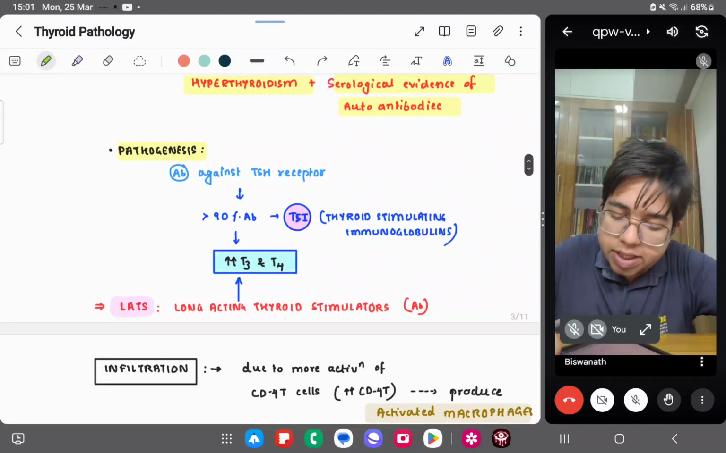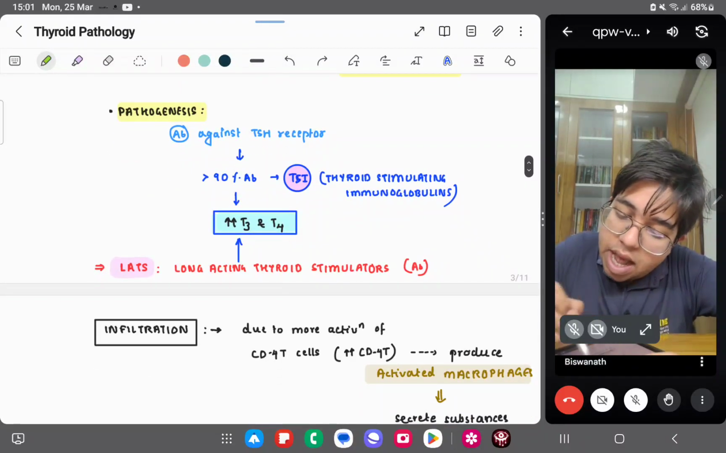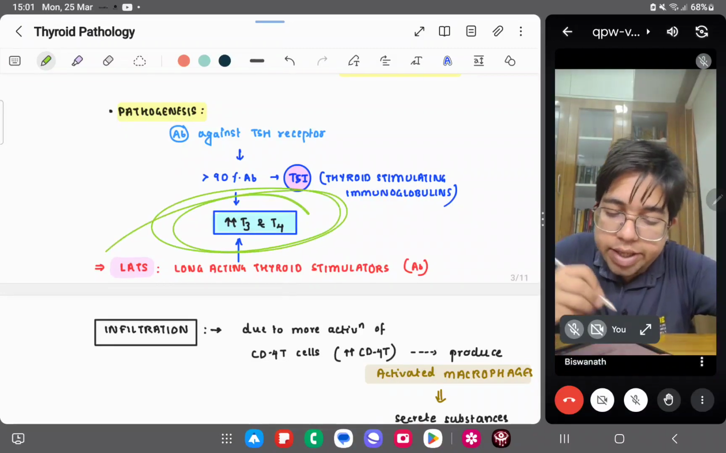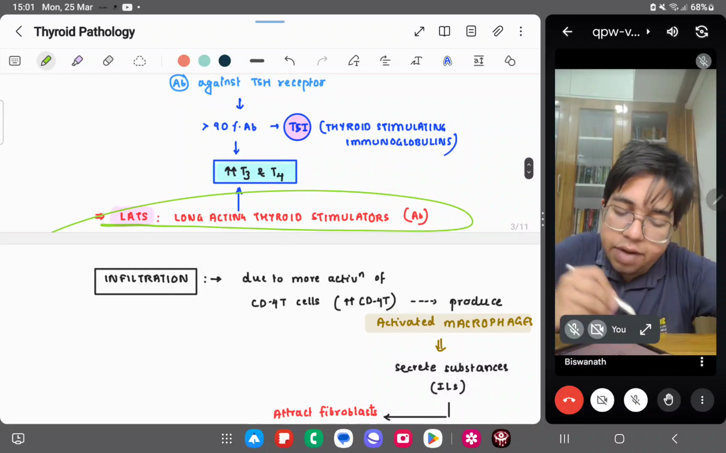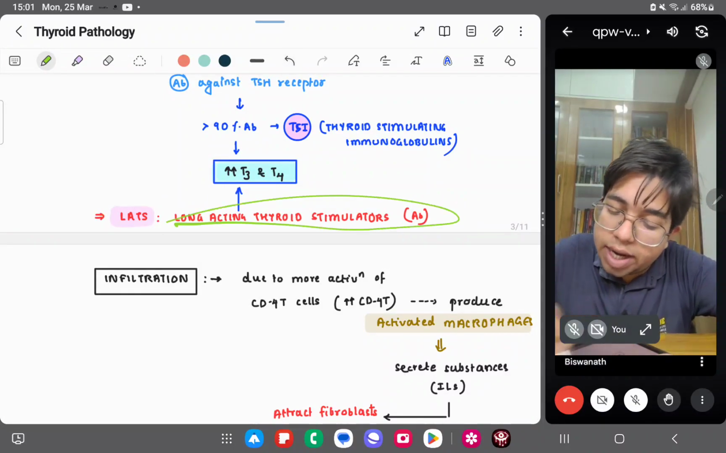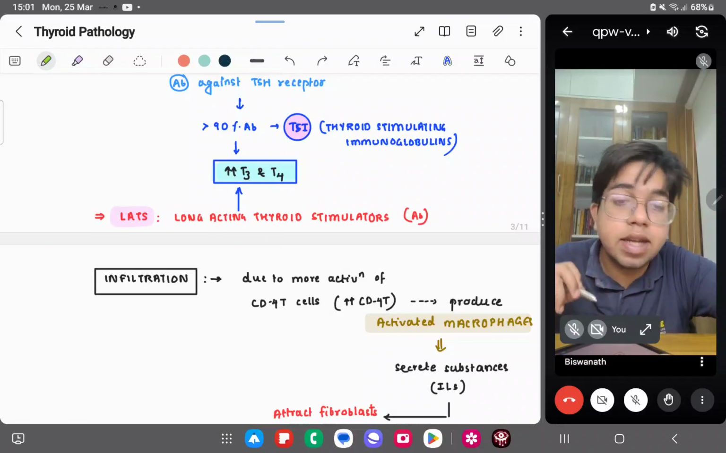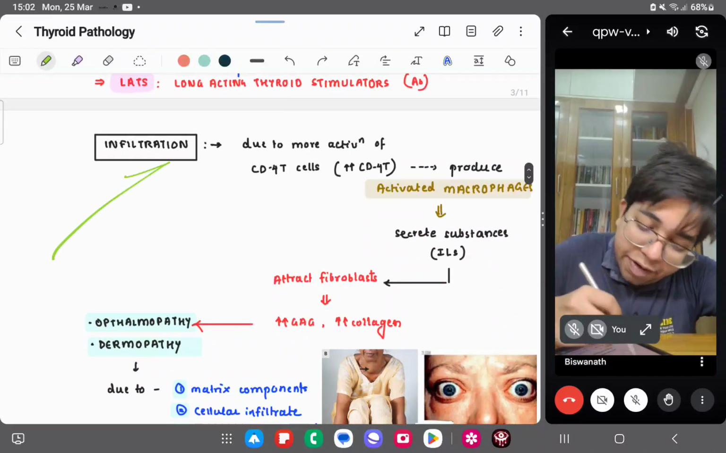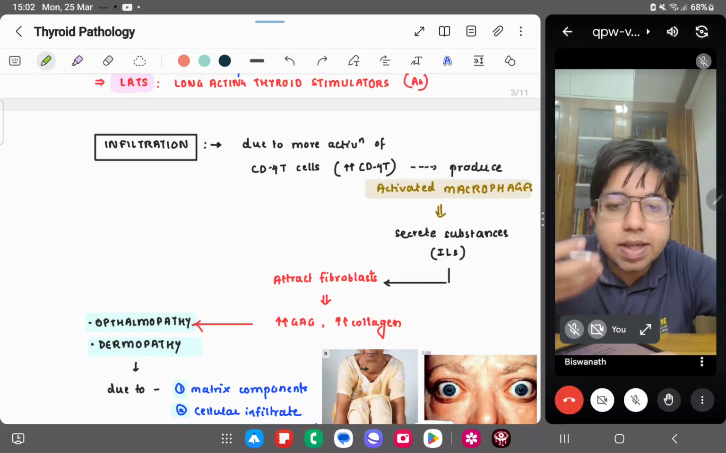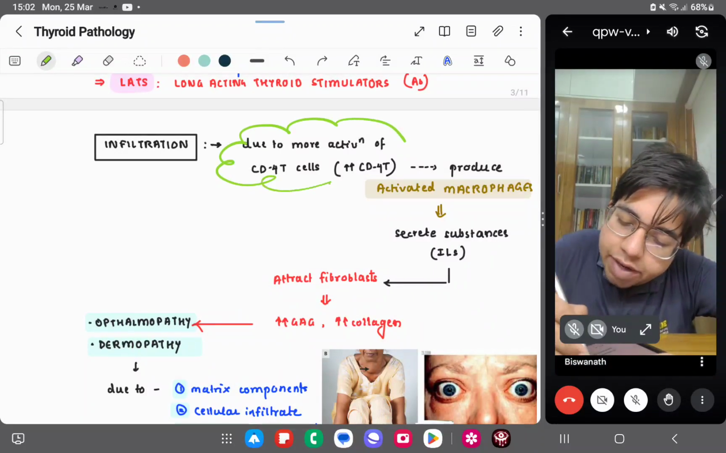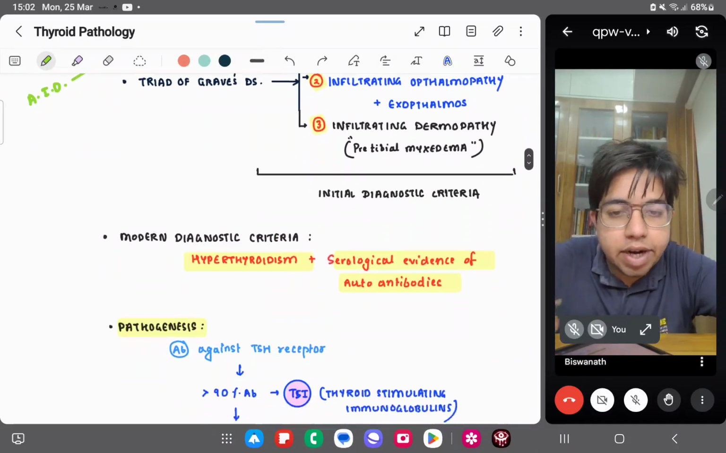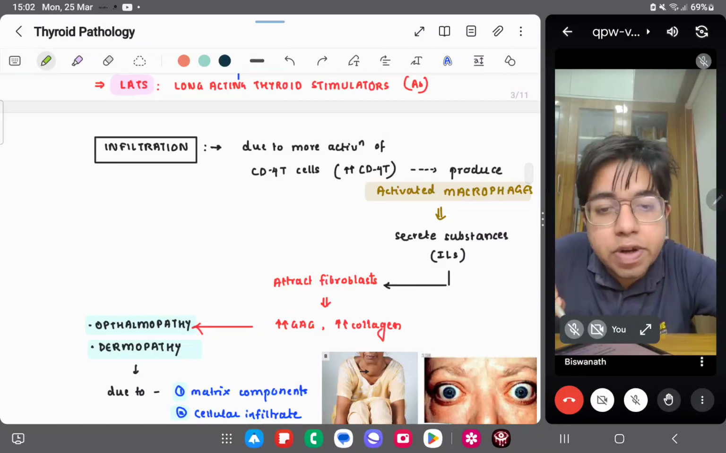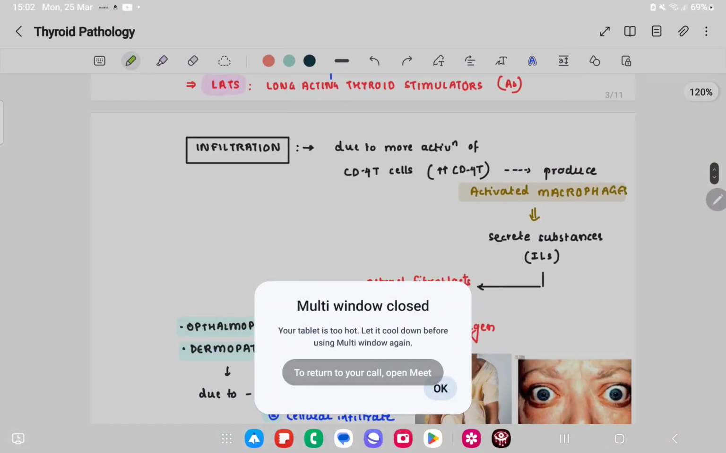Okay. Pathogenesis: we know there are antibodies against TSH receptors, and they form the thyroid stimulating immunoglobulins, which stimulate the thyroid gland repeatedly, causing an increase in T3 and T4. And this T3 and T4 are increased chronically, as I told, by long acting thyroid stimulators, LATS. LATS is the name of the antibody, long acting thyroid stimulator antibodies. And why is there infiltration and degeneration of the ocular muscles? Due to more activation of CD4 T cells. The CD4 T cells are activated due to these antibodies. And this will produce activated macrophages. The macrophages, when activated, just a minute.